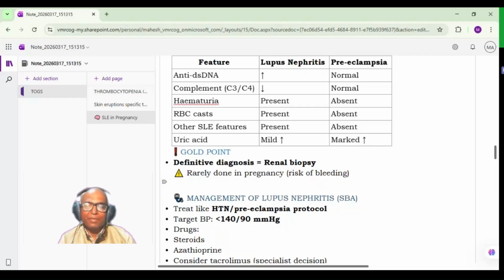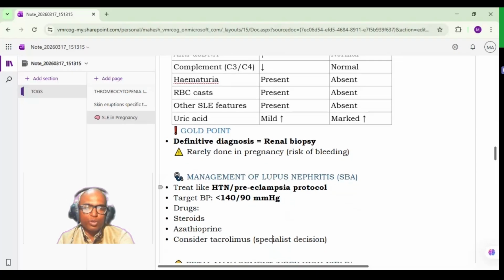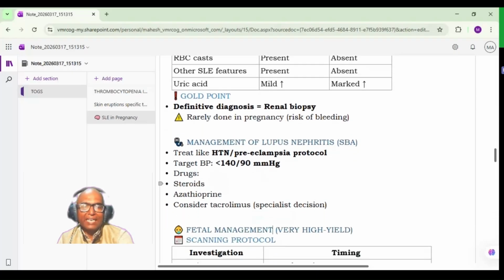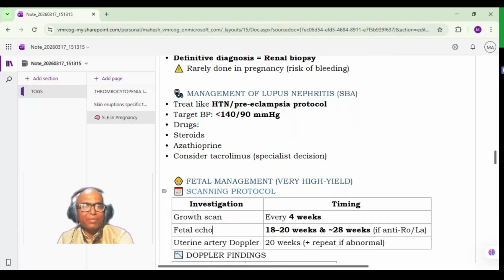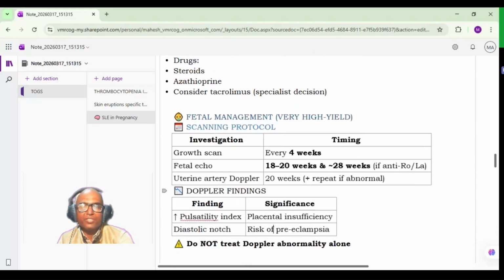Okay. So management of lupus nephritis, you need to treat the hypertension and proceed as per the preeclampsia protocol. So target blood pressure will be 140 by 90 millimeters of mercury. Drugs are the steroids, azathioprine, and you may consider tacrolimus also. Okay, after this specialist decision.